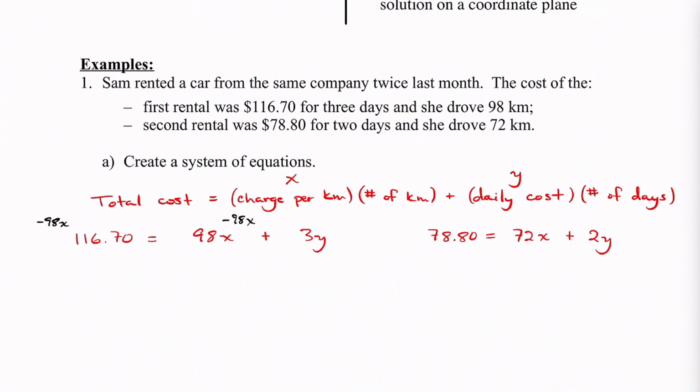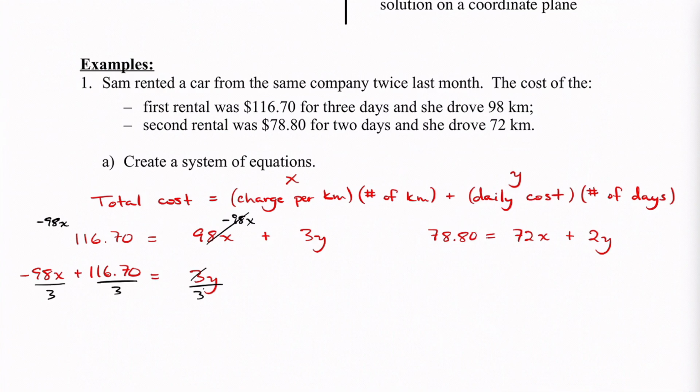And then these ones are going to cancel. So what we get is just a 3y on the right, and then on the left we have negative 98x plus 116.70. And now we still got to get rid of that 3, so we're going to have to divide by 3, divide by 3, divide by 3.